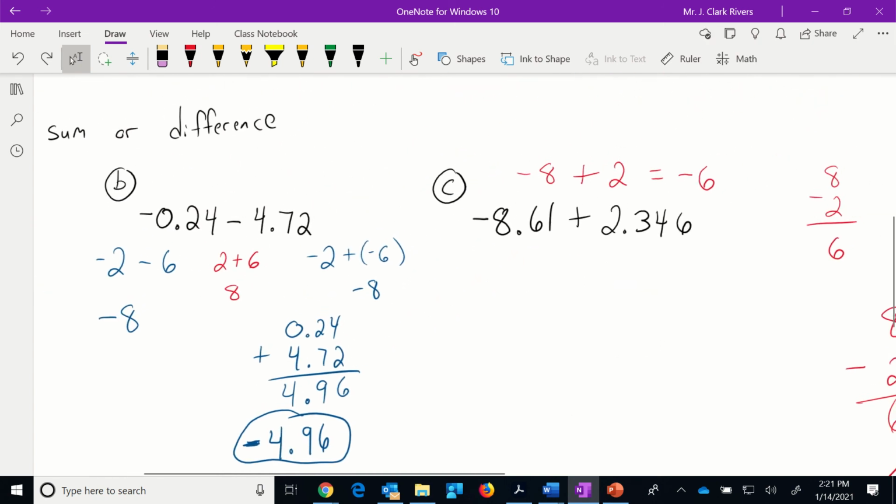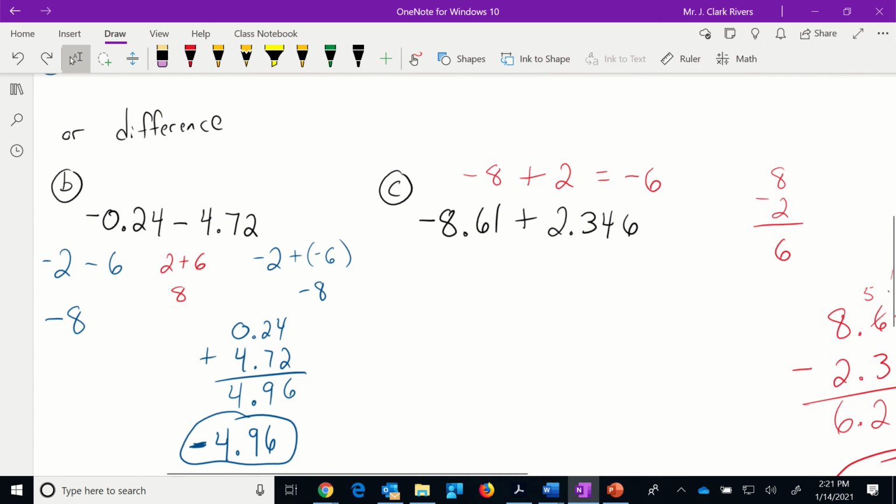Okay, let's first do our estimate here. -8 plus -8.61. You could say that's about -8, or maybe you say it's about -9. Either way, plus 2.346 is about 2. So we get -7 there. So, you know, depending on how you estimate, around -7.